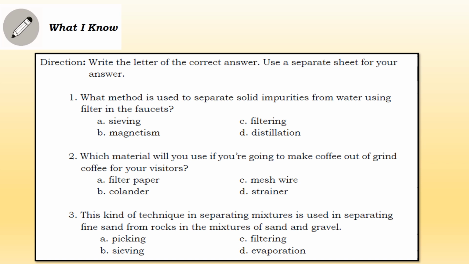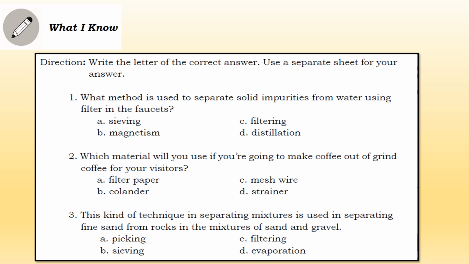Which material will you use if you're going to make coffee out of a grind coffee for your visitors? Kung gagawa ka ng kape, ano daw ang gagamitin mo kung ang coffee mo ay isang grind coffee? A. Filter paper, B. Colander, C. Mesh wire, D. Strainer. Number 3.